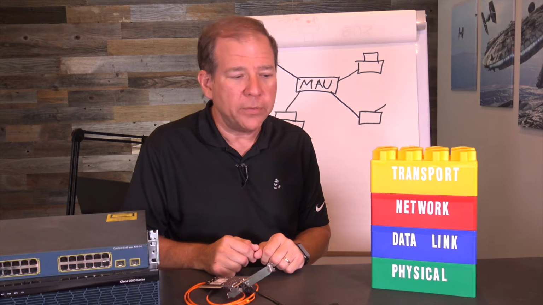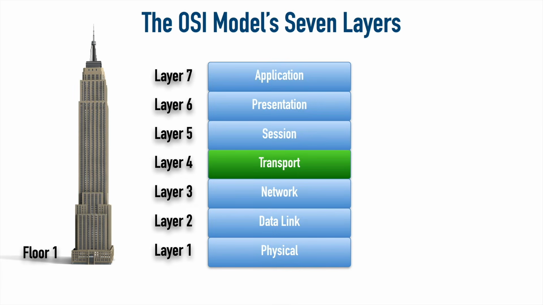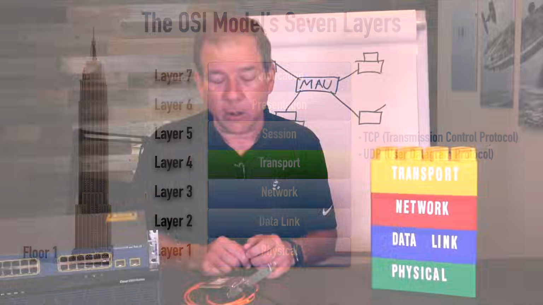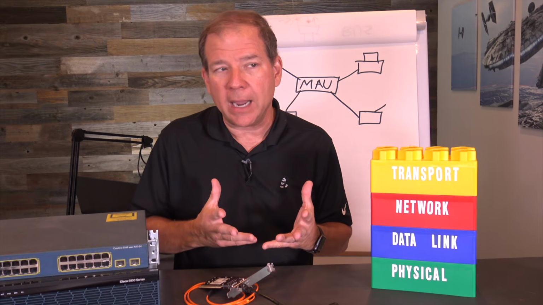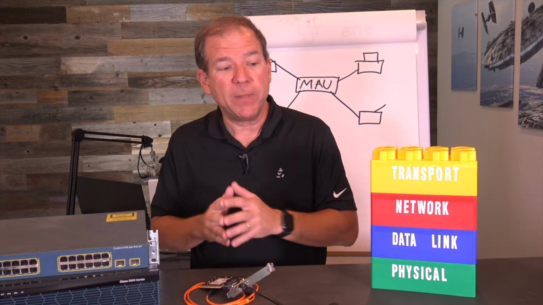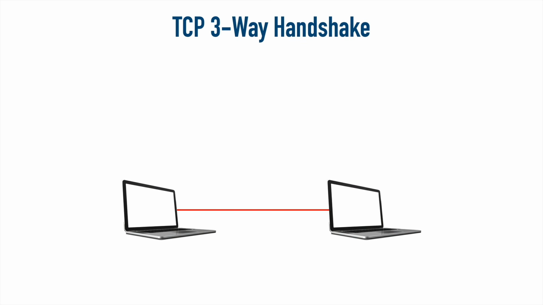And at layer 4, the two primary protocols I want you to be thinking about are TCP, Transmission Control Protocol, and UDP, the User Datagram Protocol. TCP is considered to be a reliable or a connection-oriented protocol. Here's the way it works. If you and I want to communicate using some sort of TCP protocol, we're going to go through a 3-way handshake to establish that communication.